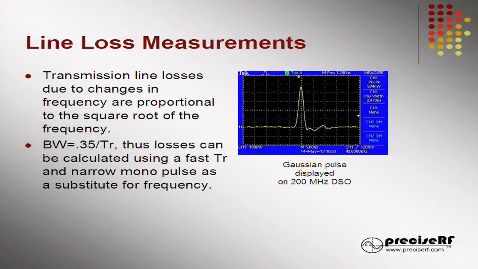All transmission lines have losses. Transmission line losses due to change in frequency are proportional to the square root of frequency. And we know that the bandwidth equals 0.35 over the rise time. Thus, losses can be calculated using a fast transition and narrow pulse as a substitute for frequency. And here's an example of such a pulse.